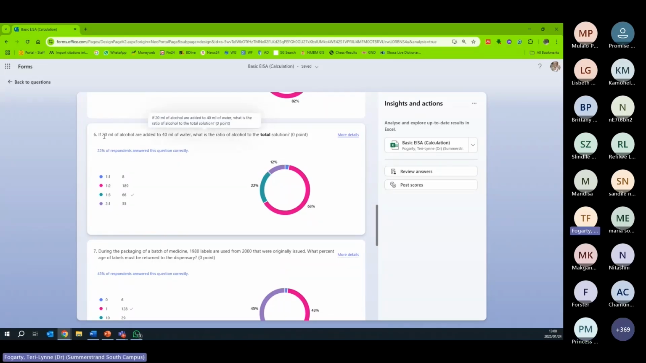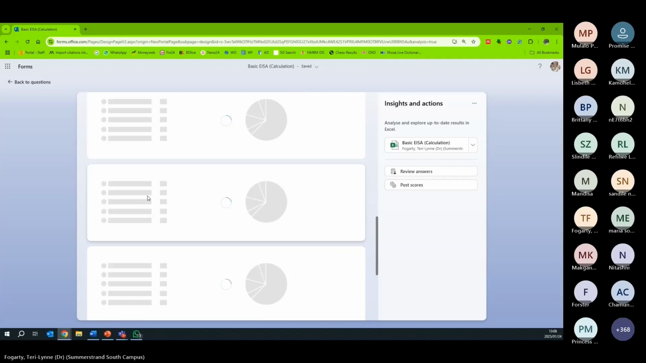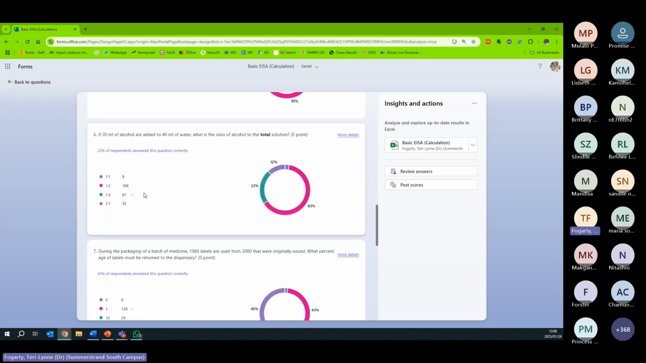Now, you first have to add 20 plus 40 to get your total solution. That gives you 60 mils. That my total solution, when I add the 2 together, is 60 mils. So now what is my ratio of alcohol to the total solution? Now I say 20 divided by 60, which is 1/3. Or we write it as 1:3. I hope that one makes sense. Maybe this is more of a problem-solving question, maybe a slightly higher order thinking question, because you have to do 2 steps to get to your answer.